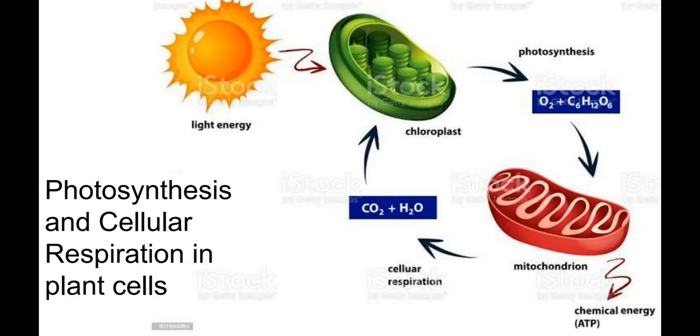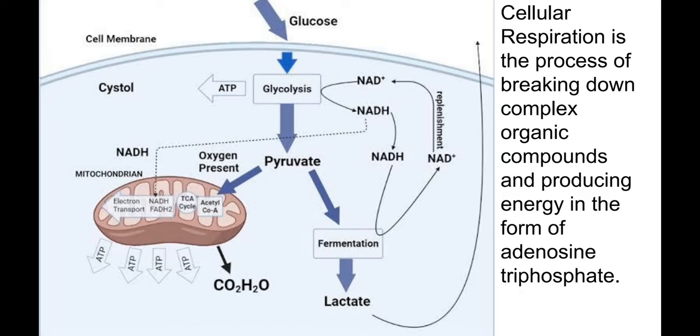Photosynthesis and cellular respiration in plant cells go on in organelles. One organelle is the chloroplast, another organelle is the mitochondrion, if there is one. What is interesting, if we first pay attention to cellular respiration as a process of breaking down complex organic compounds and producing energy in the form of ATP, adenosine triphosphate molecules, here ATP molecules.